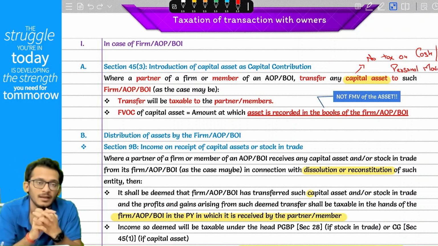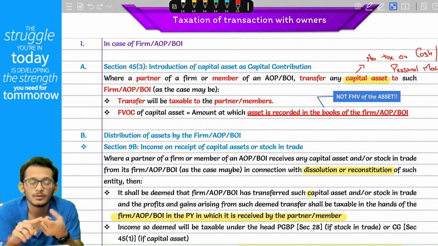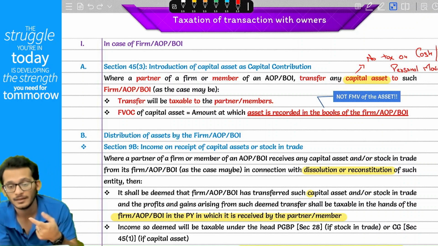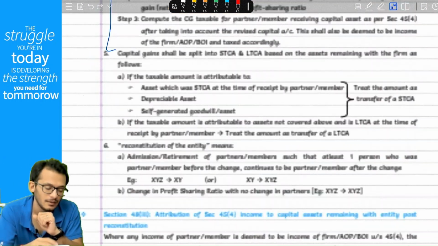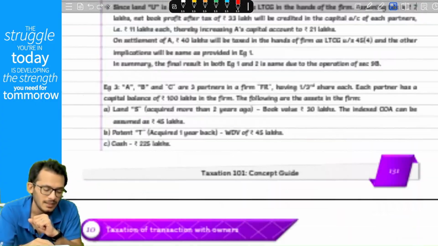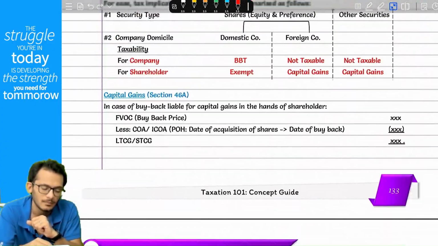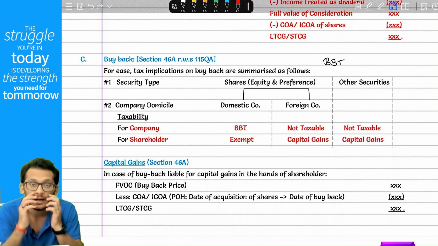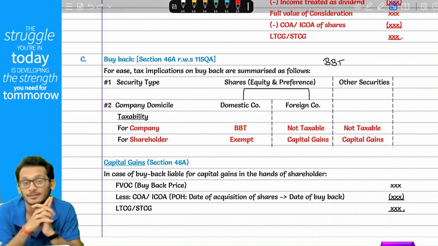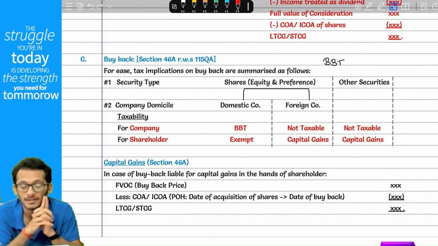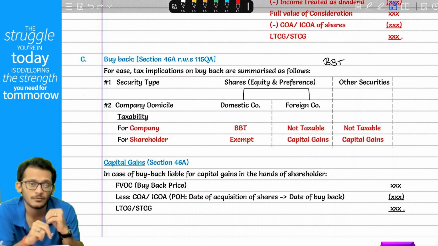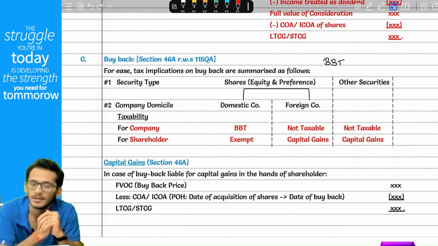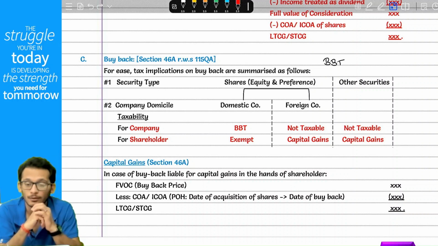In case of a company, you can distribute money to your owners in the form of dividends, taxable under IFOS. You can distribute in the form of buyback. Income tax says, if you are planning to distribute money in the form of buyback, tell me, are you going to buy back shares or are you going to buy back securities? If you are going to buy back securities, then the money will be taxable in the hands of the shareholder as capital gains.